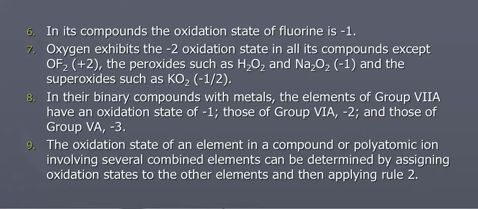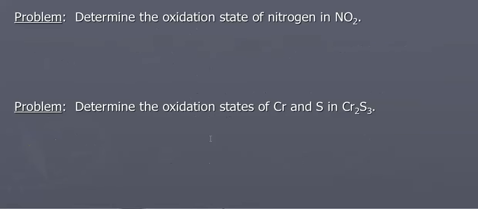Number 8, in binary compounds with metals, elements in group 7A are -1, elements in group 6A are -2, and elements in group 5A are -3. And then number 9, we can determine the oxidation state of an element involving several combined elements by assigning oxidation states to every element and then applying rule number 2. So let's look at a couple examples.